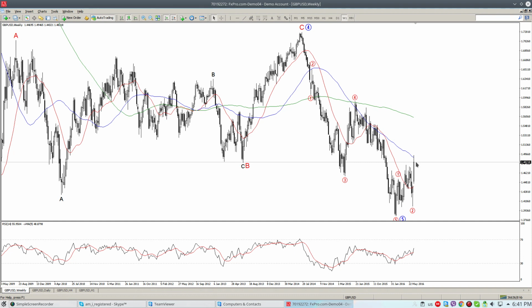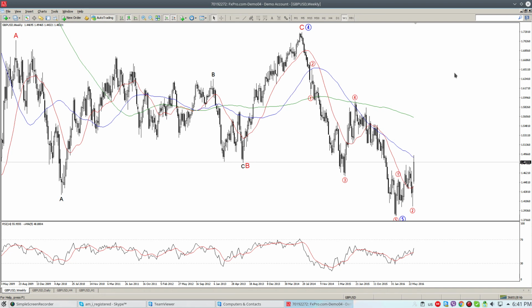Even if this count suggests that all 5 waves have completed here, and thus we have one A, B, C for 2, and this is part of wave 3, we expect a correction to the downside and then a bounce to the upside.